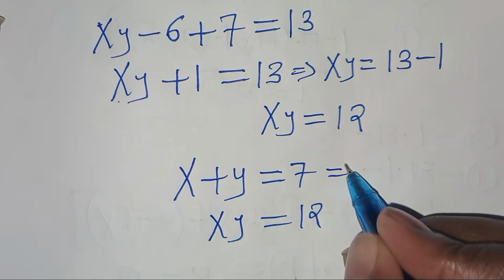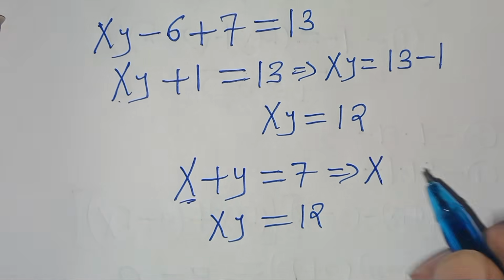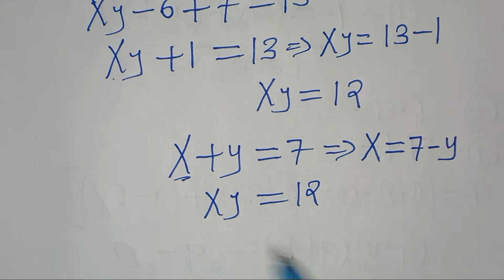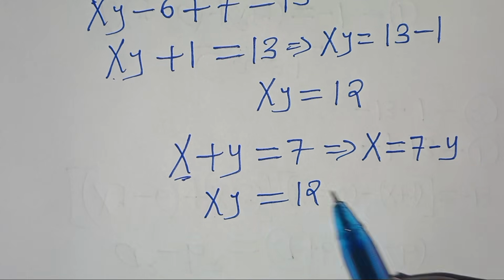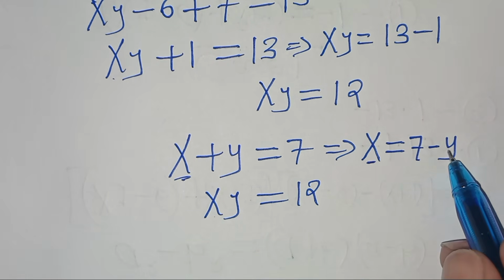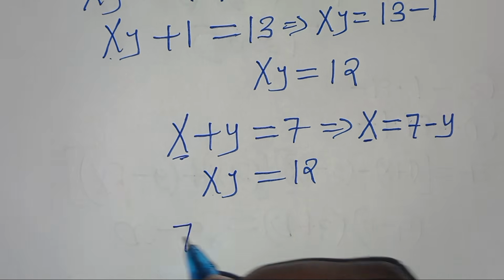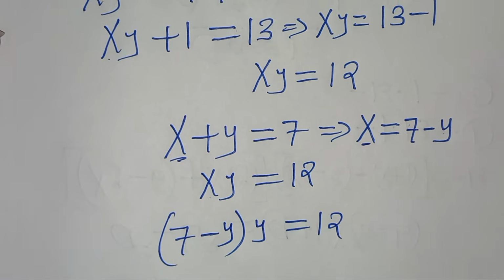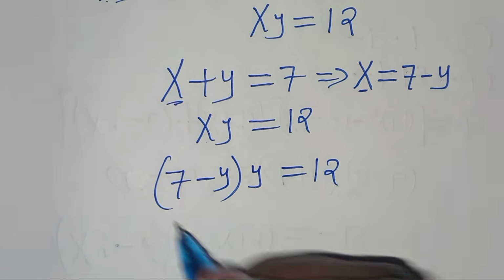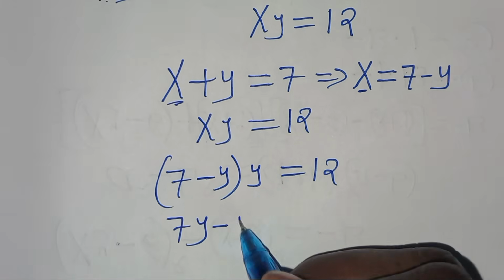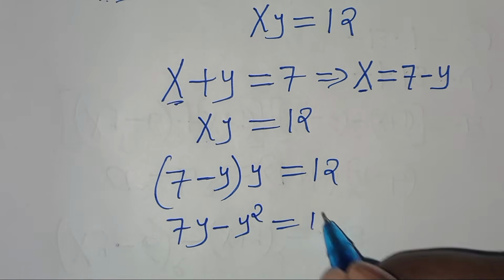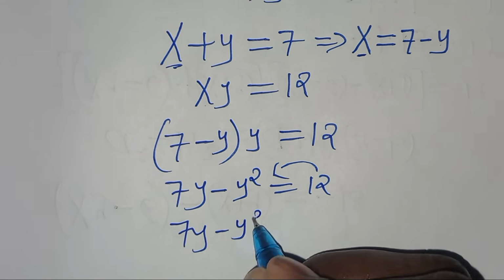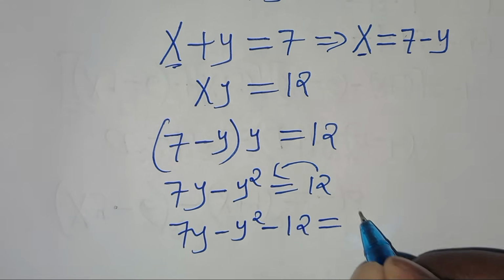From this equation here, let's make x the subject of the formula. So x is equal to 7 subtract y. From the equation x times y equal to 12, since we have x is 7 minus y, let's substitute so that we have 7 minus y multiplied by y equal to 12. So we have 7 times y, which is 7y minus y squared, equal to 12. Let's take 12 to the left hand side so that we have 7y minus y squared minus 12 equal to 0.